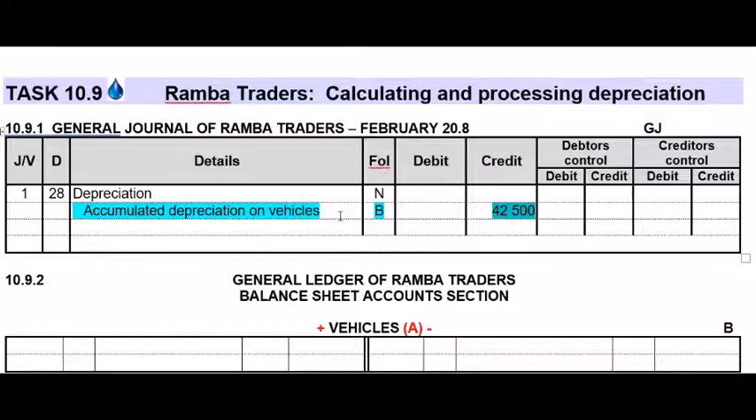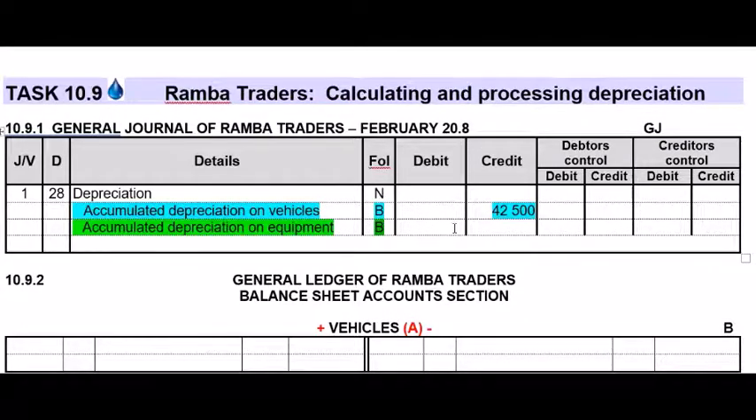Then you write that 42,500 in the credit column. You don't write anything in debtors control or creditors control because depreciation has nothing to do with our debtors or our creditors. Then equipment, the depreciation for equipment goes to accumulated depreciation on equipment, which is also a balance sheet section account.